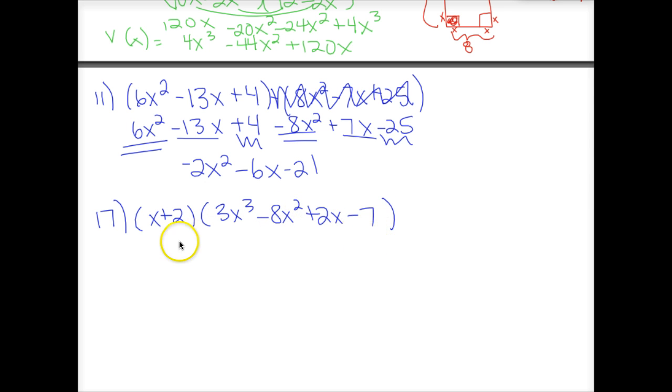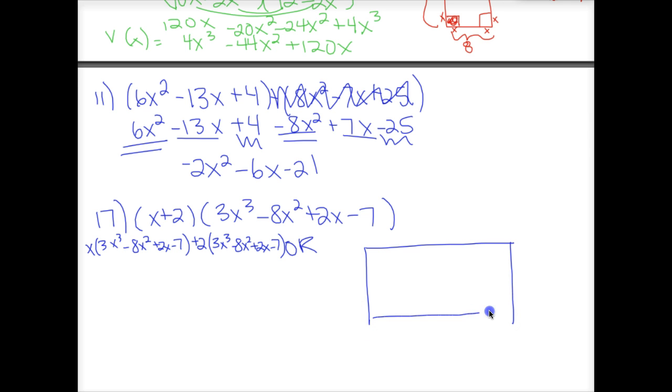So this is one where you either need, and again this is a choice, you either need to do x times 3x cubed minus 8x squared plus 2x minus 7, and then positive 2 times 3x cubed minus 8x squared plus 2x minus 7. So multiplying, distributing both, or you need to set up the box. They should get you the same answer, so I don't care which way you do it. Here it would be x and 2. This would be 3x cubed, negative 8x squared.